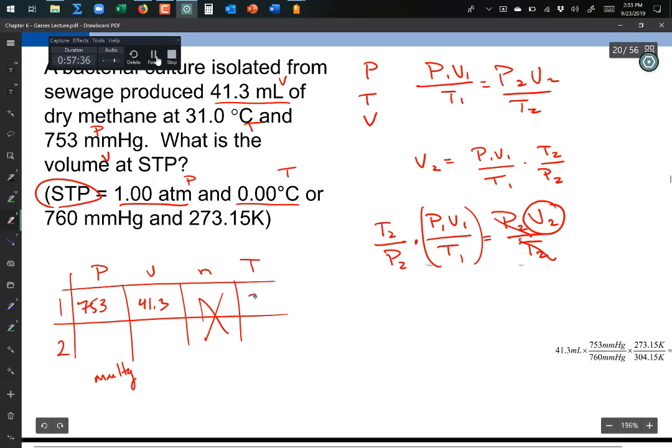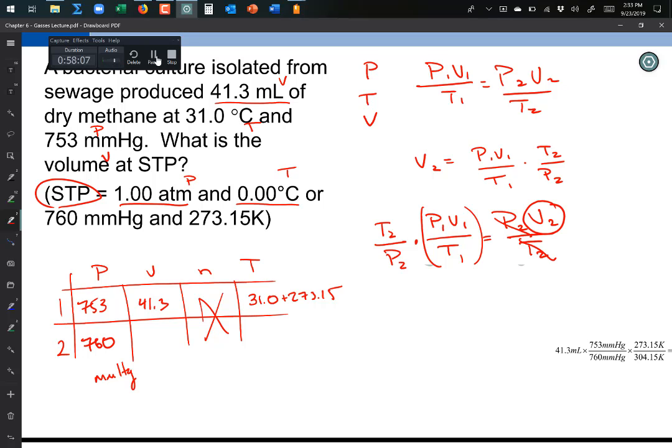And then what's T? 30, yeah. But it has to be in Kelvin, right? So plus 273.15, and I just write it like that. Now, what's P2? STP? 1 ATM. But is that the same units? No. So what unit do I have to use? Millimeters of mercury, right? And so I'm going to put 760, because that is 1 atmosphere. So the units have to be the same.